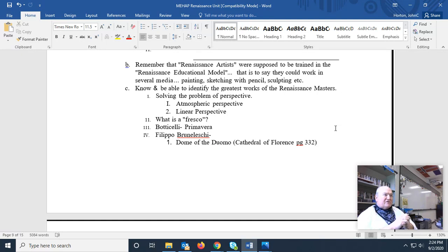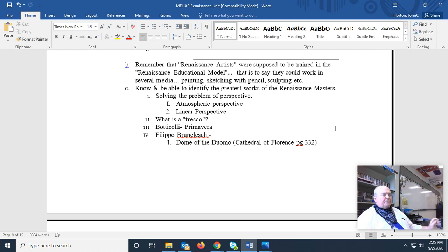You'll find frescoes more in Italy because of the mild temperatures and the heat of the summer. Whereas once we get into the Northern Renaissance, you don't see many frescoes in Northern Europe. There's too much humidity in the atmosphere, in the weather.